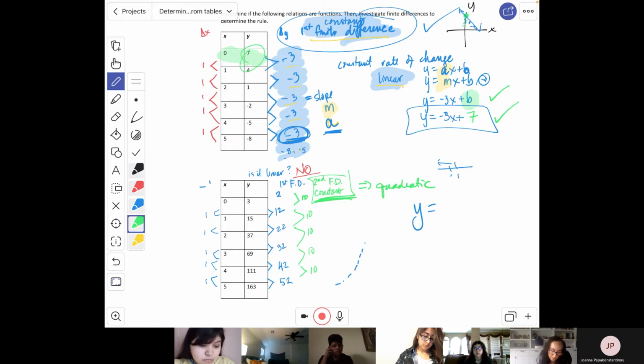So can anybody tell me what the equation in general form of a quadratic equation is? If this is a linear equation in standard form, what would the quadratic equation be in standard form?